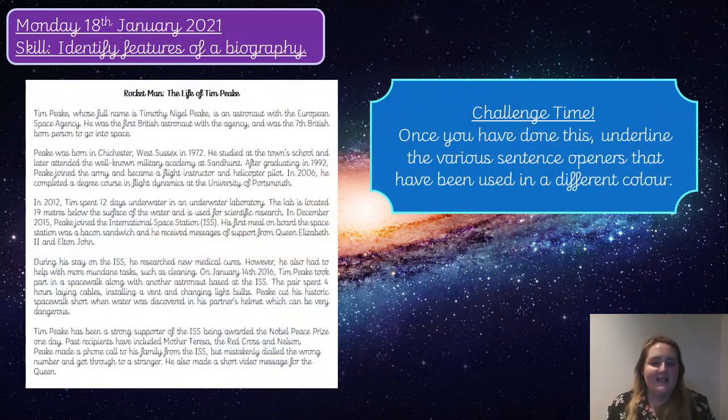Okay, your challenge now then. Once you've done this, I want you to underline the various sentence openers that have been used in a different colour. Okay, there are lots of different sentence openers in this example, and I want you to choose a colour or a few colours and underline the sentence openers, as this will help you when you come to write your own biography. Think about how you could start your sentences. Pause the video please and have a go at this activity.